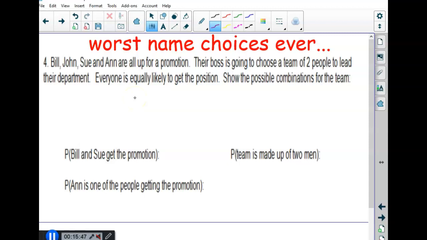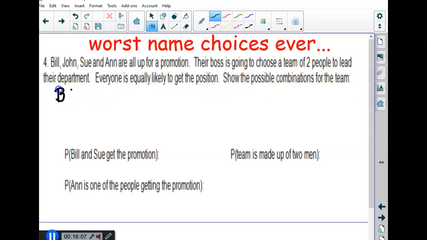These are the worst name choices ever. Let me start writing and you'll understand why. We're going to list, it says Bill, John, Sue, and Ann were all up for a promotion. Their boss is going to choose a team of 2 people to lead their department. Everyone is equally likely to get the position. Show the possible combinations for this leadership team.